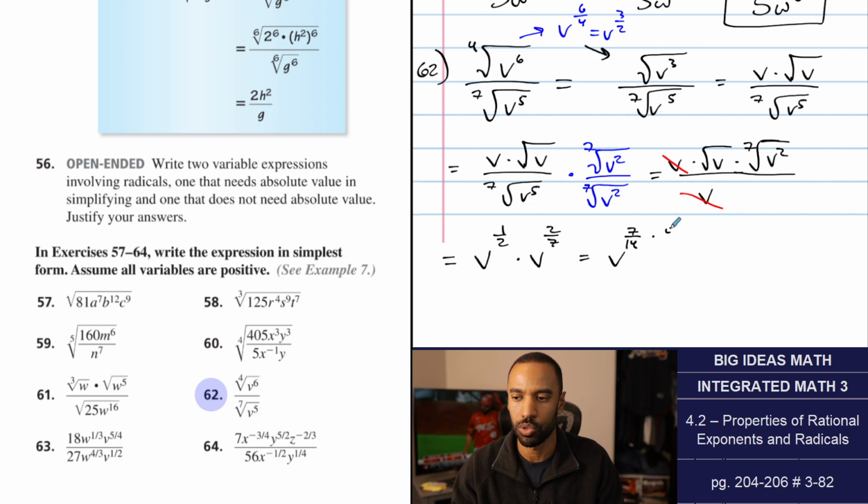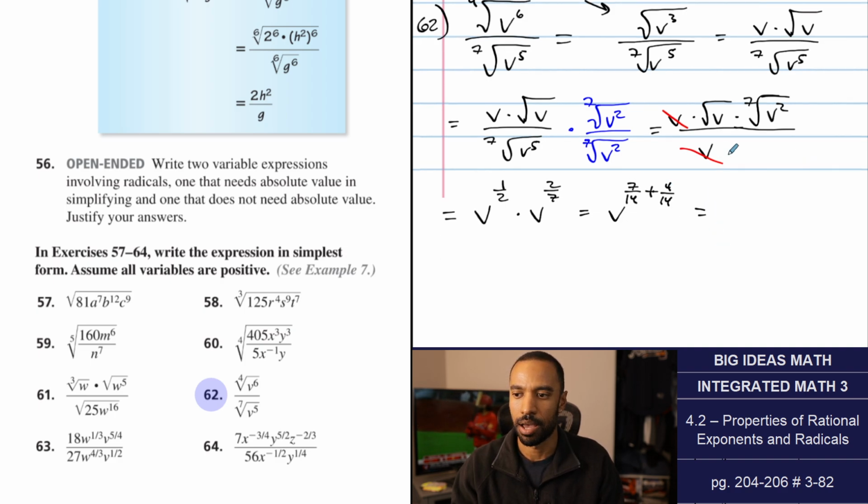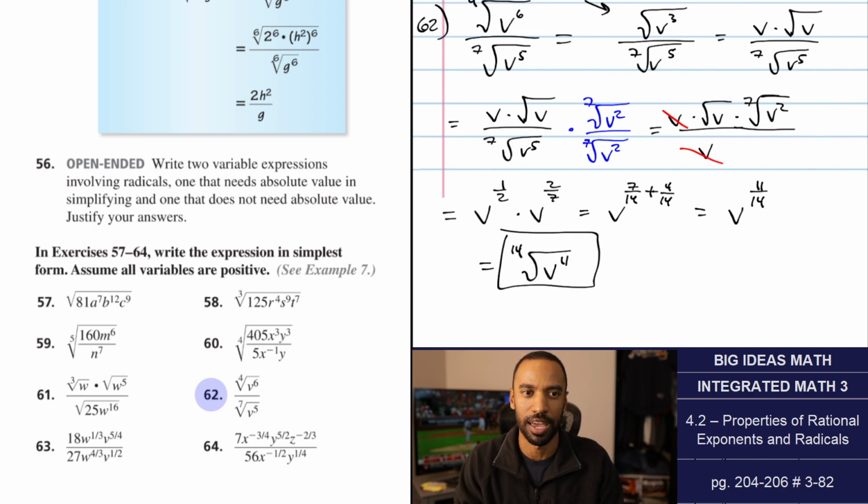Multiply this by 2 over 2, you get 4 over 14. Oh, these add, by the way. And then this becomes v to the 11 over 14th power, which in radical form would be rewritten as the 14th root of v to the 11th power, and that would be my simplified result.